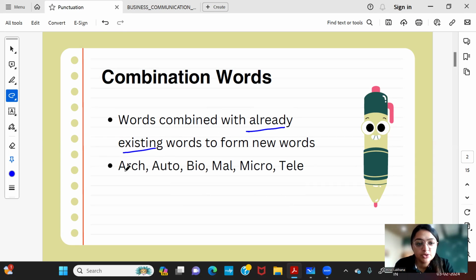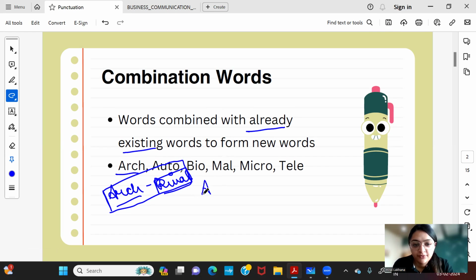Let's take an example. If we say arc, we can say arc rival. Rival is an already existing word in the English language, and by adding arc, this becomes a whole new word, that is arc rival. Similarly, we have auto. If I add auto to biography, autobiography becomes an entirely new word. In this manner, any word that is added to an already existing word will form a new word, and this word which is added will be known as a combination word.